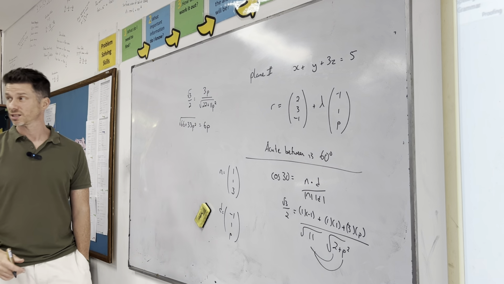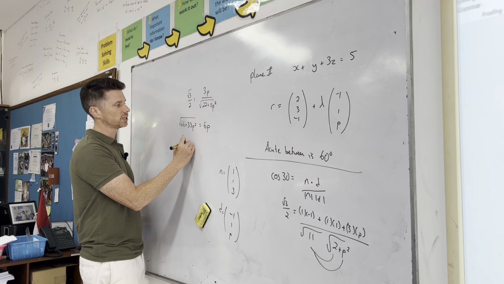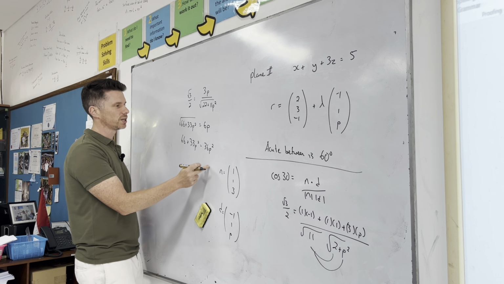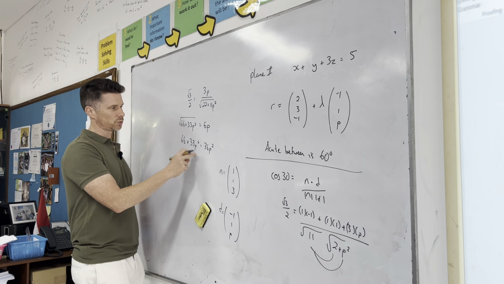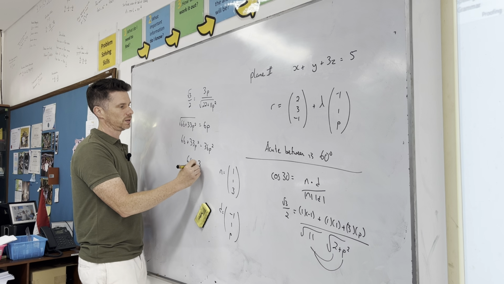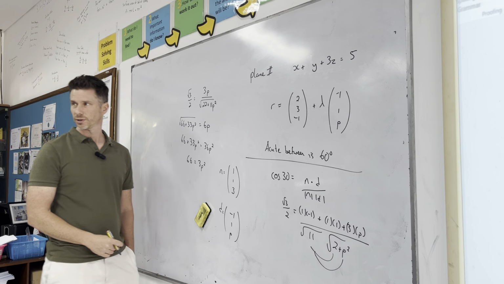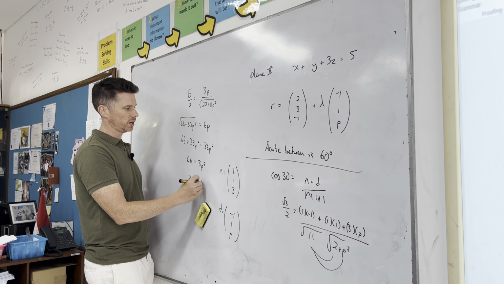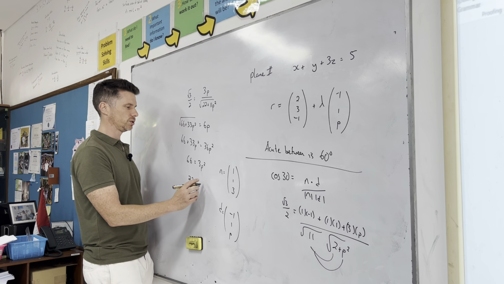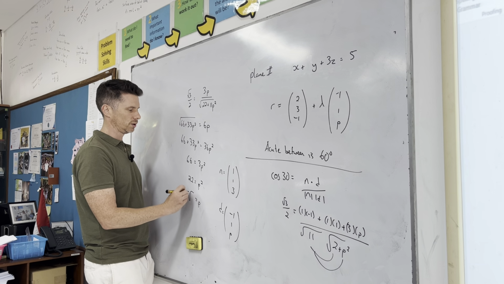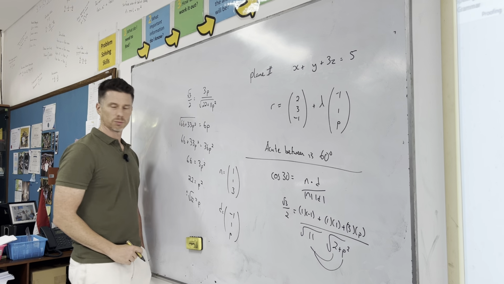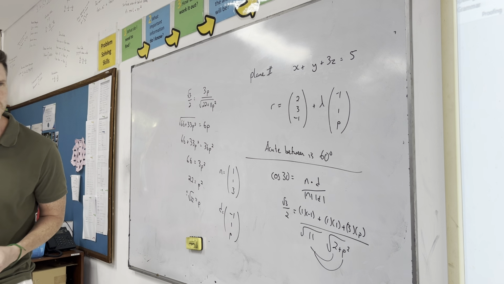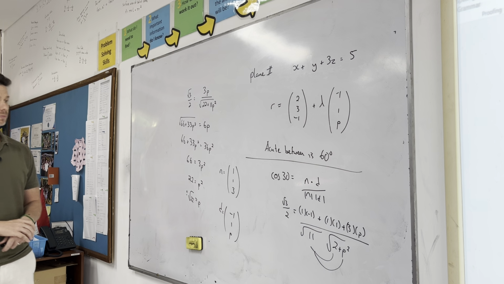Solving this, square both sides, get rid of the square root. 66 plus 33p squared is equal to 36p squared, so I square both sides. Subtract this over here. There's only 3 of them left when there was 36. Divide by 3. P squared is 22, so p is plus or minus square root 22. So that's why it says possible values of p.